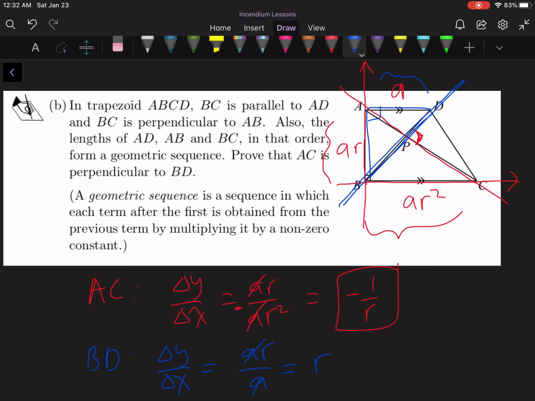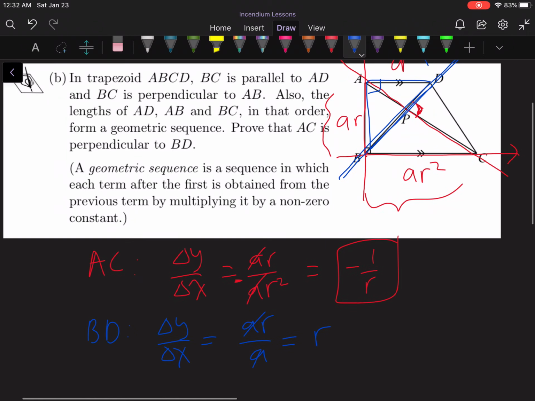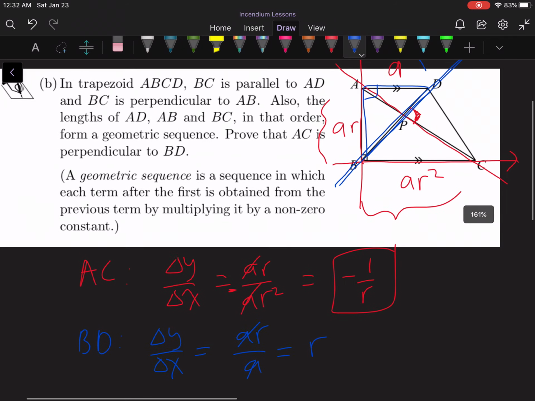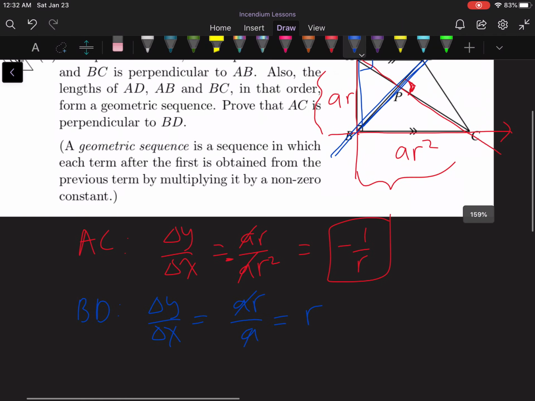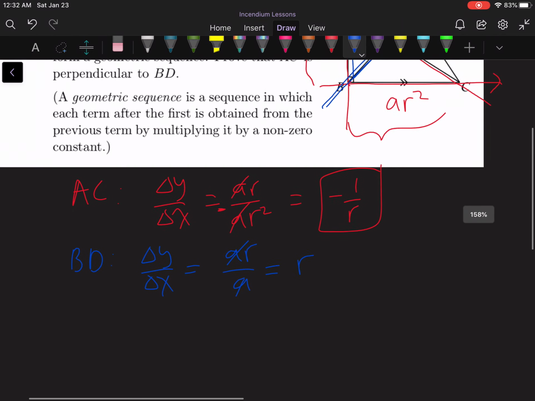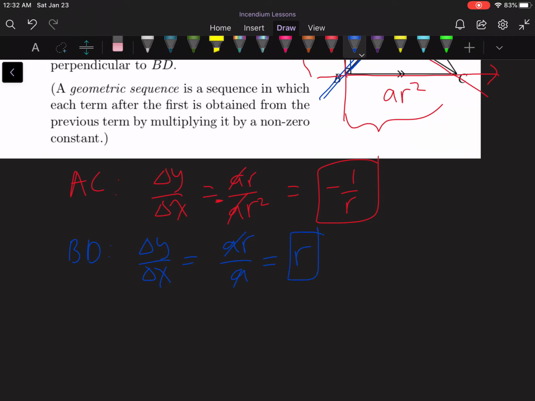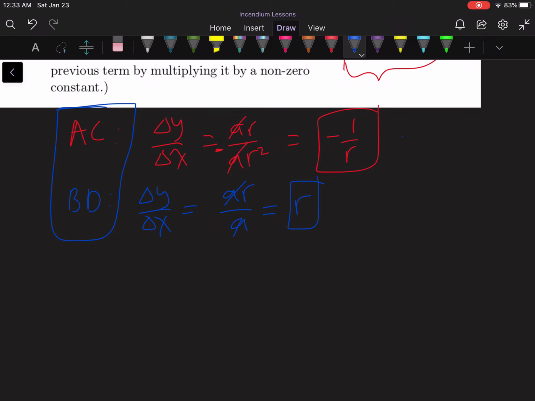You can rewind the video a few seconds if that was a bit too fast, but essentially we're finding the slopes of AC and BD individually in terms of a and r. Fortunately for us, the a's cancel out and we're just left with r's. So now this is very interesting. Remember that one of the results I showed you earlier is that the slopes of any two perpendicular lines are negative reciprocals of each other. And the whole point is we're trying to prove that these two lines are perpendicular. So are their slopes negative reciprocals?